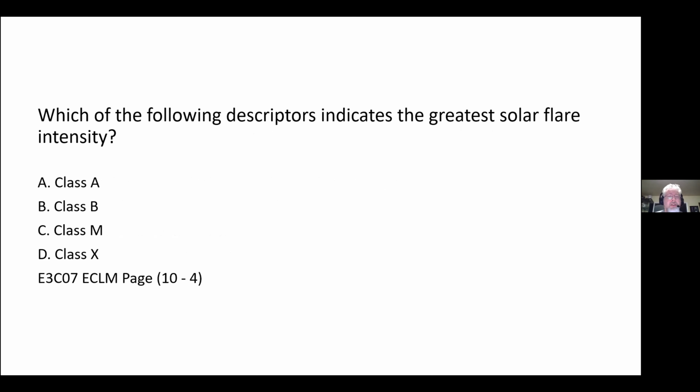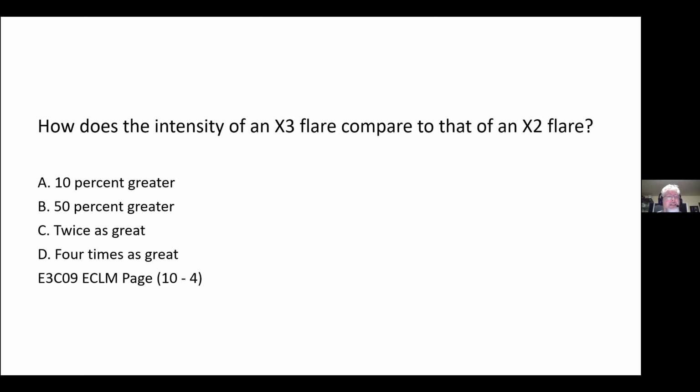Which of the following descriptors indicates the greatest solar flare intensity? A, Class A, B, Class B, C, Class M, or D, Class X? Delta. Delta is correct, Class X.